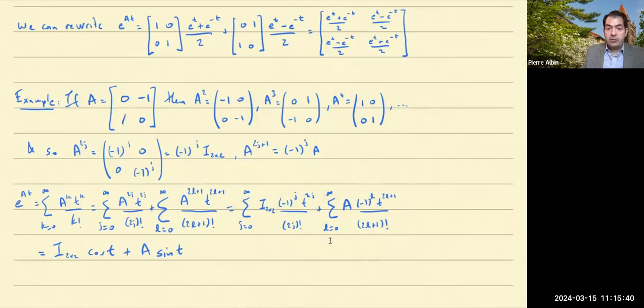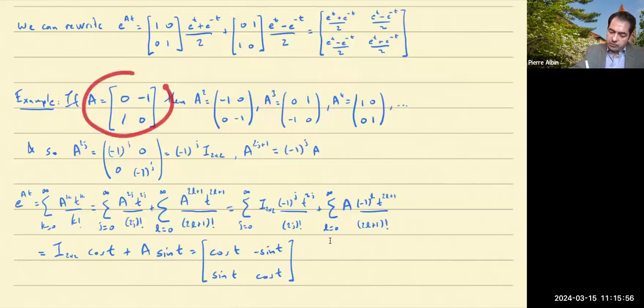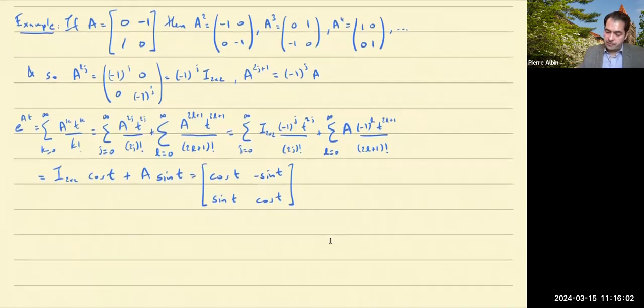So a times sine t, right? Or putting things together, we get cosine t, sine t, minus sine t, cosine t. Right? So the exponential of this matrix is given by this. Okay, so here I want to make a really important remark.